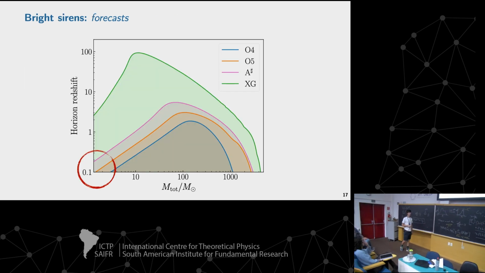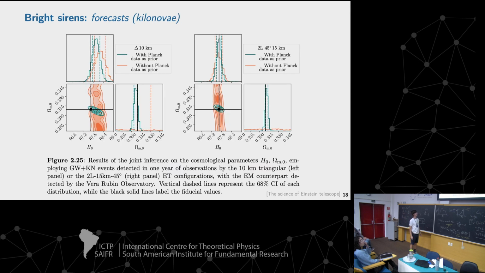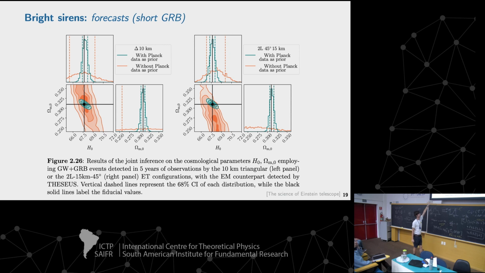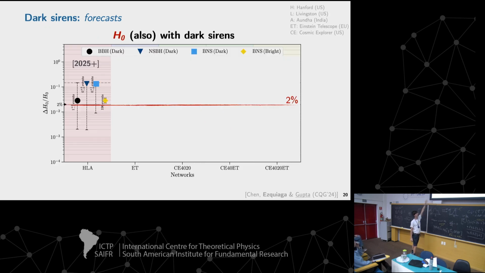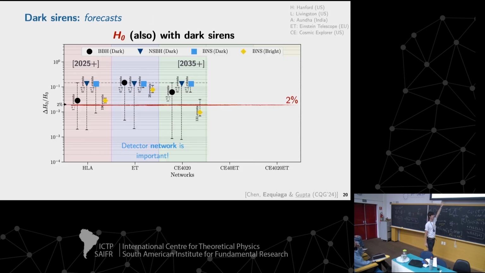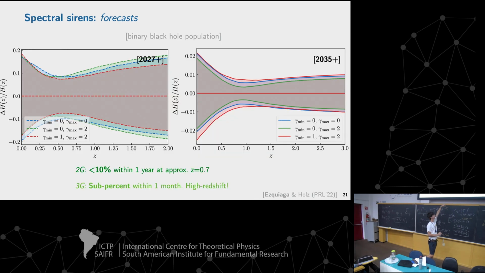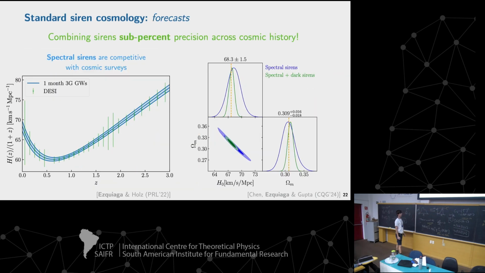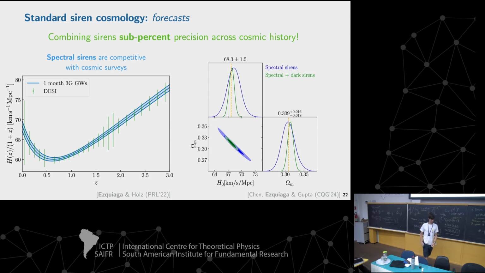So when you have time, later you can see the slides and see, for example, predictions for the expected accuracy with Einstein Telescope for bright sirens, with different methods, and also for dark sirens, depending on the different networks, and also for spectral sirens. But I think it's best to stop here, and if there is any remaining question, I will love to answer it. Thank you so much.